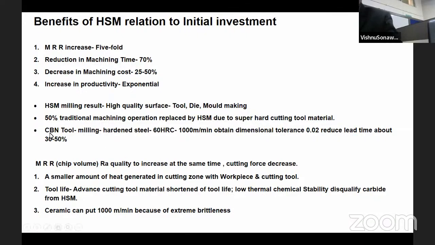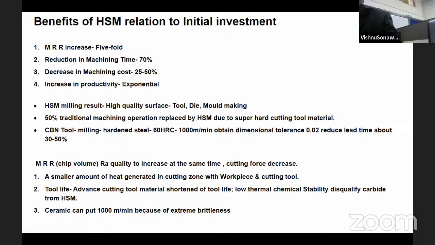Here is one example with cubic boron nitride: if you are milling hardened steel, with a workpiece hardness of 60 HRC and a feed speed of 1000 meters per minute, we can obtain a dimensional tolerance of 2 micron and automatically reduce the lead time by about 30 to 50%. This is the most important example of high-speed machining.